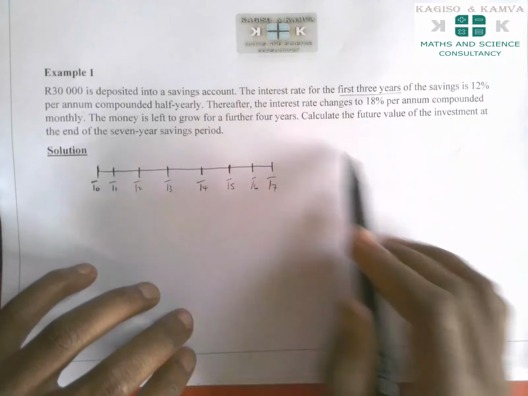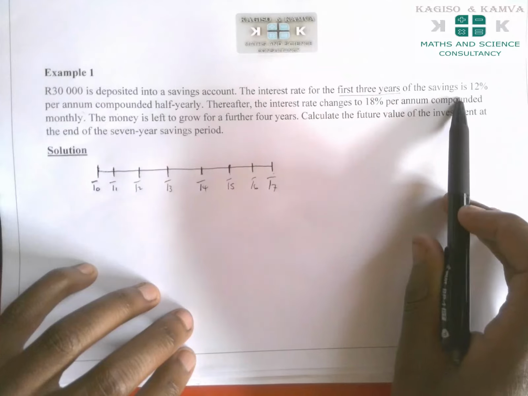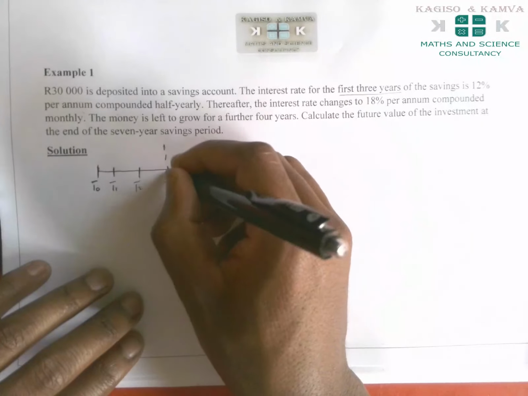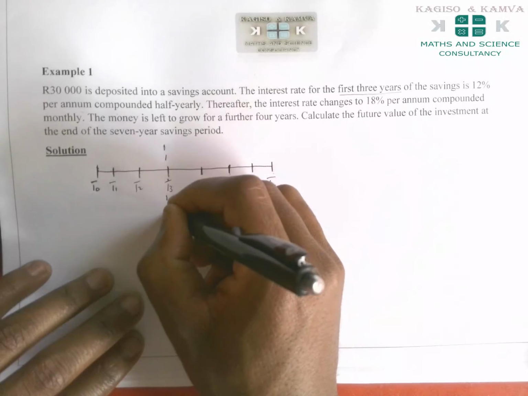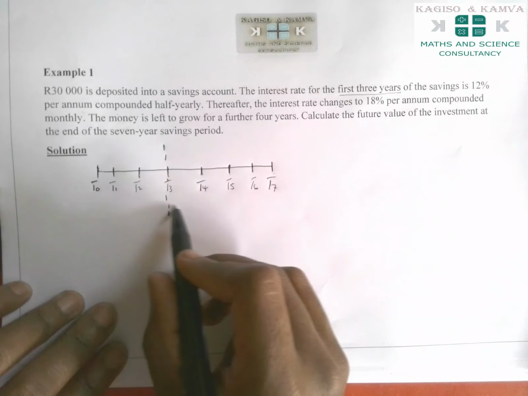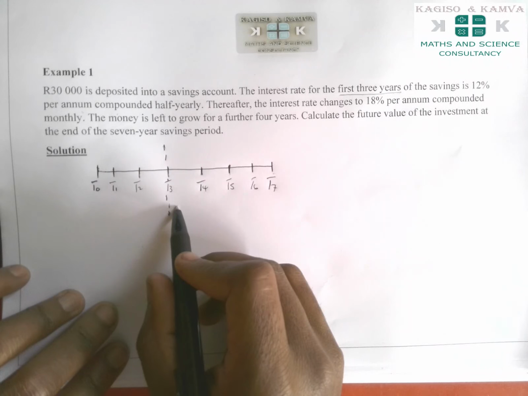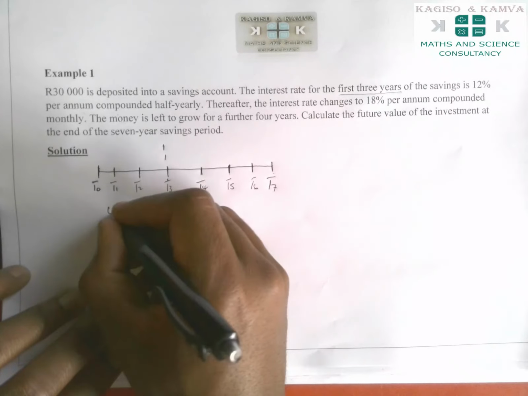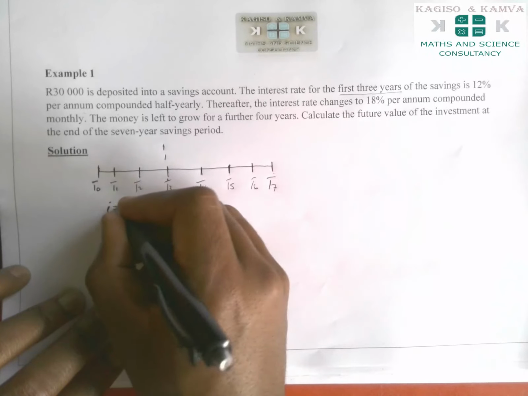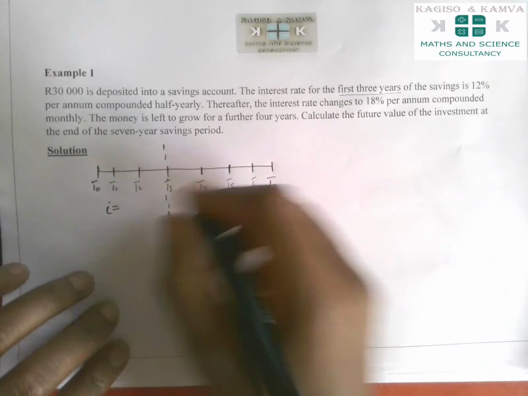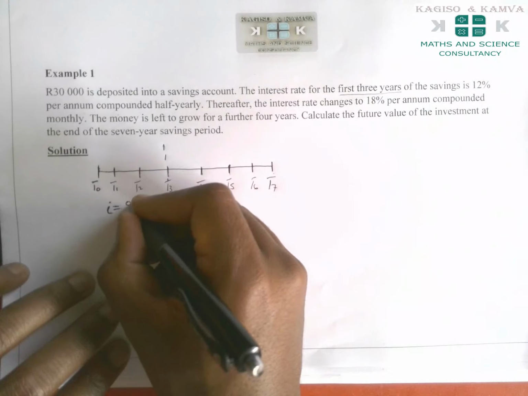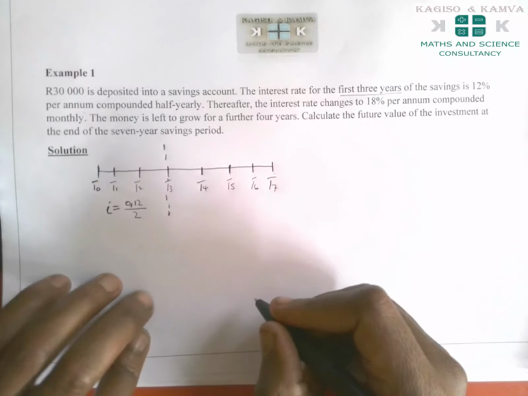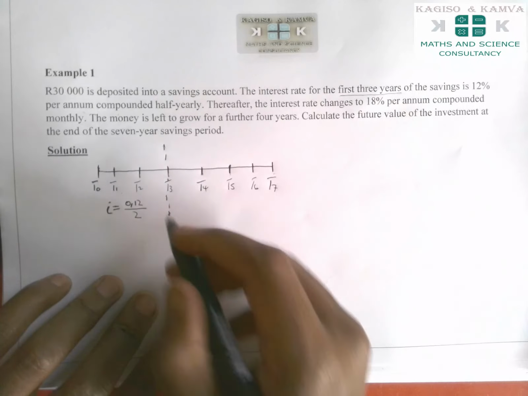So what are we being told? The interest rate for the first 3 years, from year to year. Now we know that our interest at this point is 12% per annum, compounded half yearly. So our interest here is going to be equal to 12%, which is 0.12, divided by 2. This is our interest for the first 3 years.